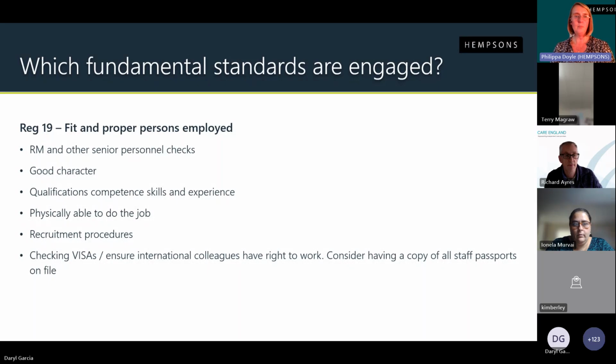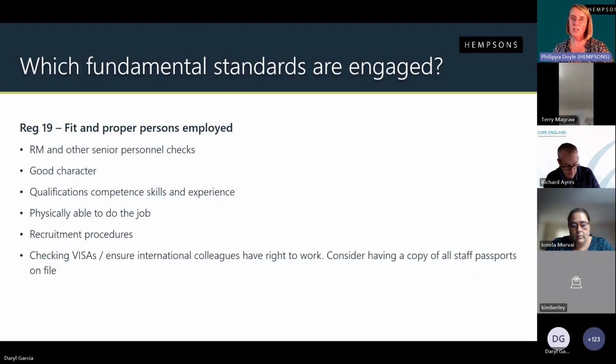I just referenced very briefly here Regulation 19, fit and proper persons. It's mainly applying to your registered manager, your nominated individual. If you're a company, then the directors within your company. But just as there are those Regulation 18 staffing requirements, there are specific requirements as well in terms of those senior personnel. And one thing that I would just flag on top of that is around checking visas and ensuring that international colleagues have got that right to work requirement within the organisation.